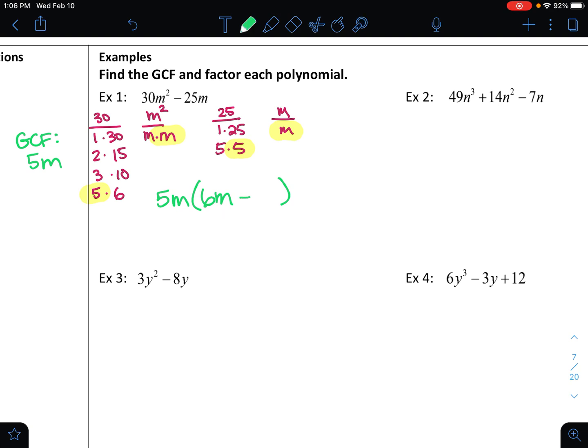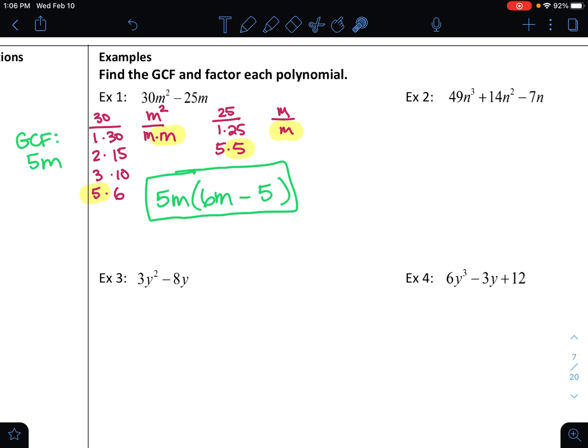All right, now I have minus. 25 divided by 5 is 5. I had 1 m. I put it out in front, so there's nothing more to add here. Now check, re-multiply. 5 and 5 is 25, and then there's your m. So this is my factored answer, 5m times 6m minus 5. Okay, so all we're doing is identifying the GCF, dividing it out into the front of the parentheses, and then writing down what's left.